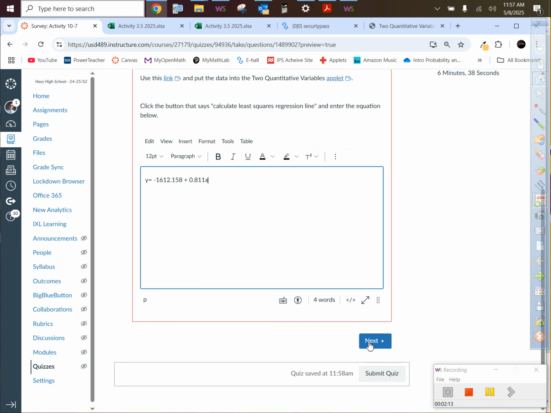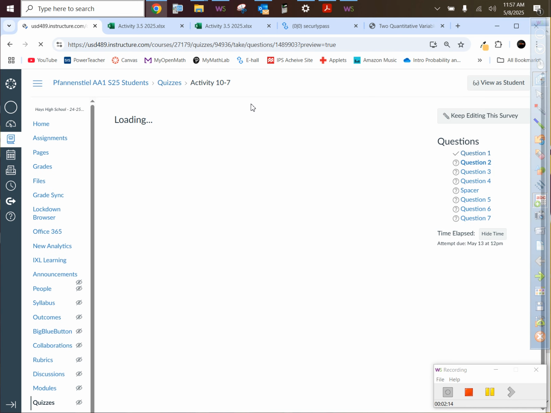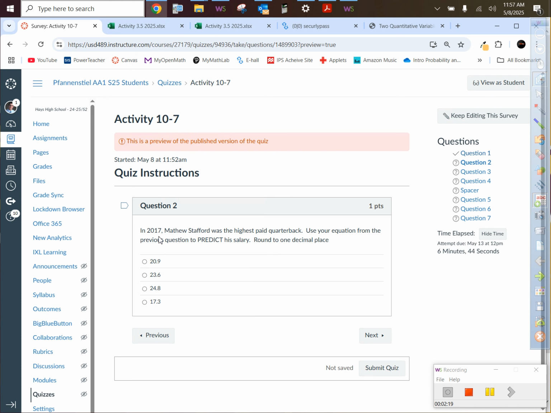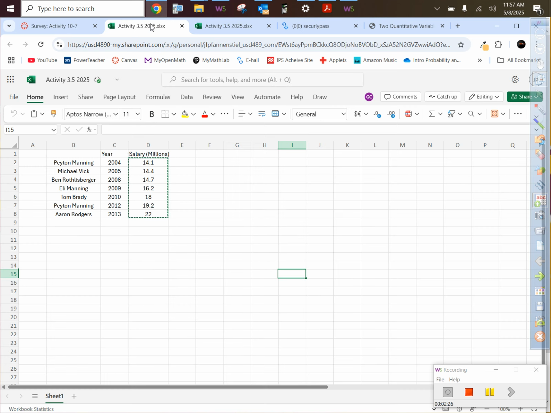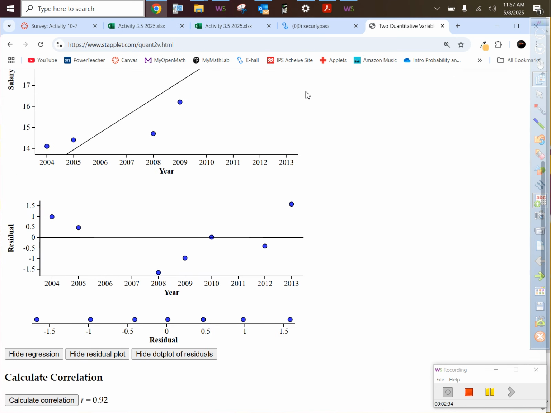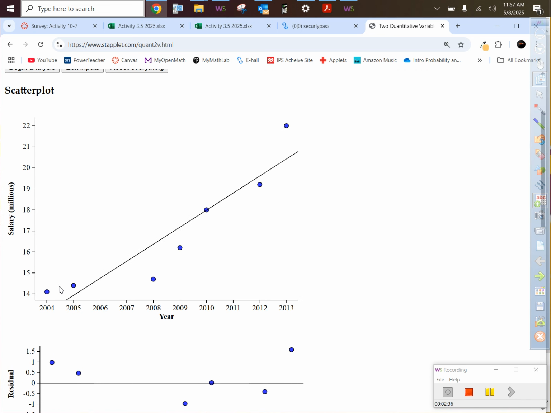To do the next question, they say Matthew Stafford, a different quarterback, in 2017 was the highest paid quarterback. So let's use the equation from the previous question, which, as you can see, only went up to 2013. Matthew Stafford was in 2017. If I scroll back and show you the graph, 2017 is not that far off from this. So let's see how this line, which is only predicting how this data works, rolls with that. All we have to do is put 2017 in for X because 2017 is a year.